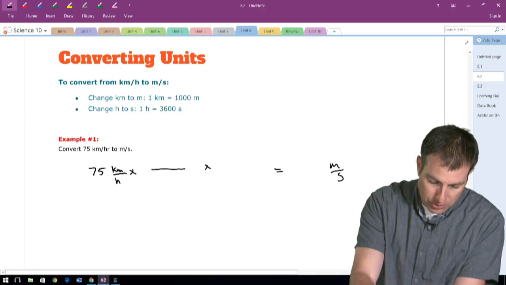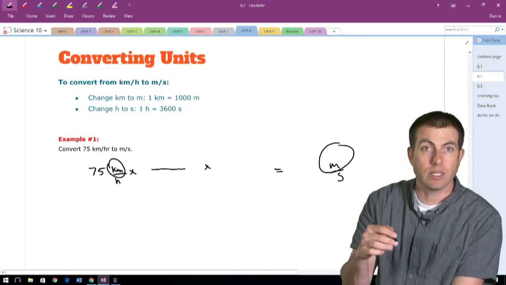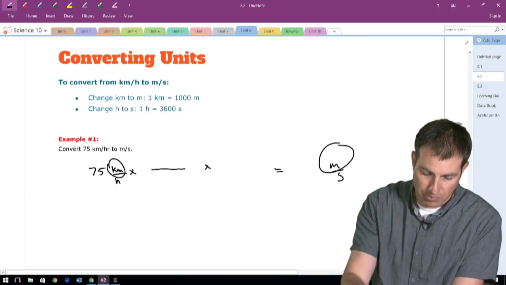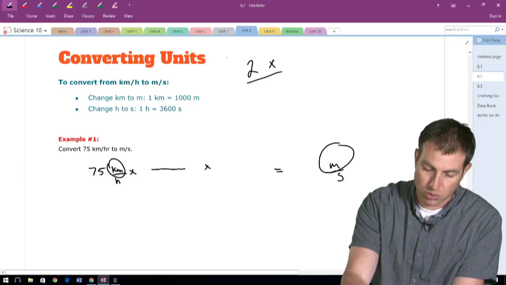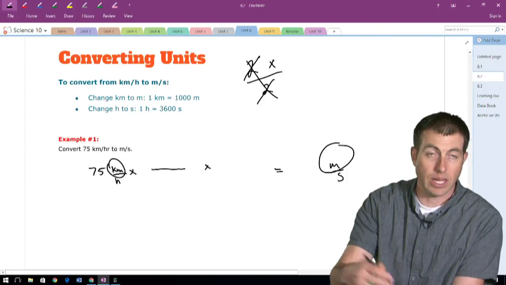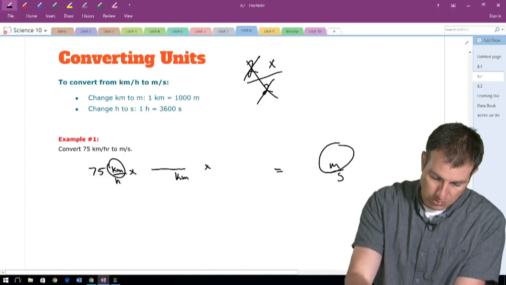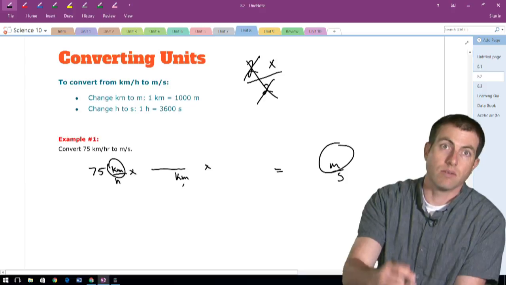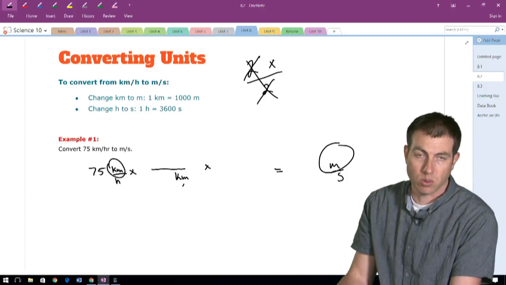I have kilometers on the top, but I don't want kilometers in my answer, so I want to get rid of it. In math, if I want to get rid of something, I can divide by it. So if I had a 2 and an x and I wanted to get rid of the 2, I'd divide by 2. Because 2 divided by 2, those cancel out, and now they're gone. So that's what I'm going to do. I'm going to put kilometers on the bottom. If I have it on top and bottom, they're going to cancel and just give me 1. And that's kind of what we want.